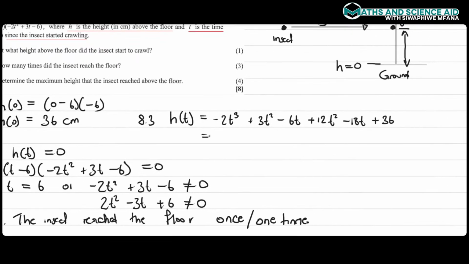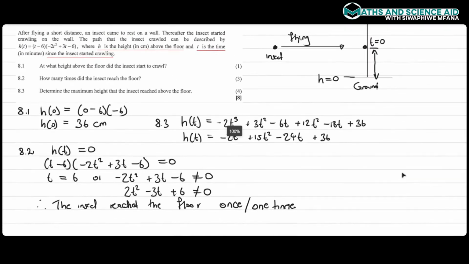Now we need to add up the like terms. So what are the like terms? Here we have this negative 2t cubed. Then this is going to be plus 15t squared. Minus 6 minus 18 is going to be minus 24t, right? And then plus 36. So this is what you should get, provided that I have not made a mistake here. If I have, you can just correct it, following the procedure that I am explaining.